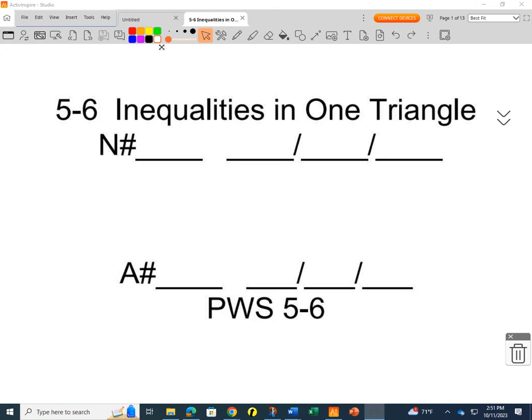Six inequalities in one triangle. These are long notes. I'm definitely going to want you to pause them and make sure you're getting everything down. Maybe rewatch parts of it. They're long and a little bit complex.